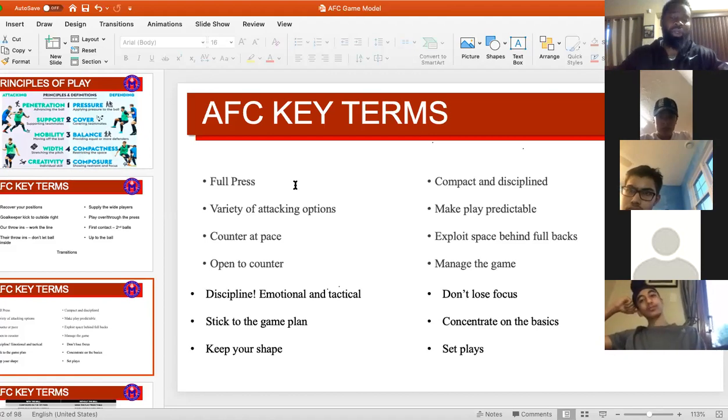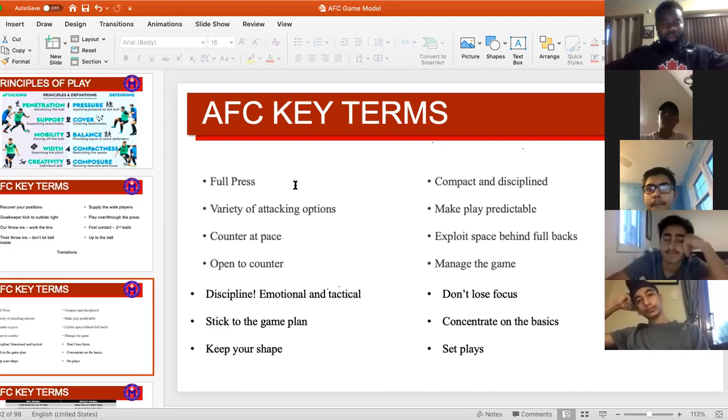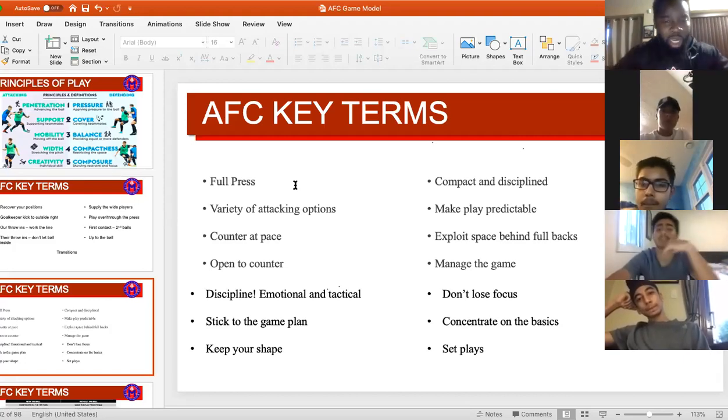Open to counter. So now we've got a counter attack. We need to open up. We can't have everybody closing on the field. We want to go wide. We want to open up quicker, right? We want to get back in position wide and then look to counter them, right?